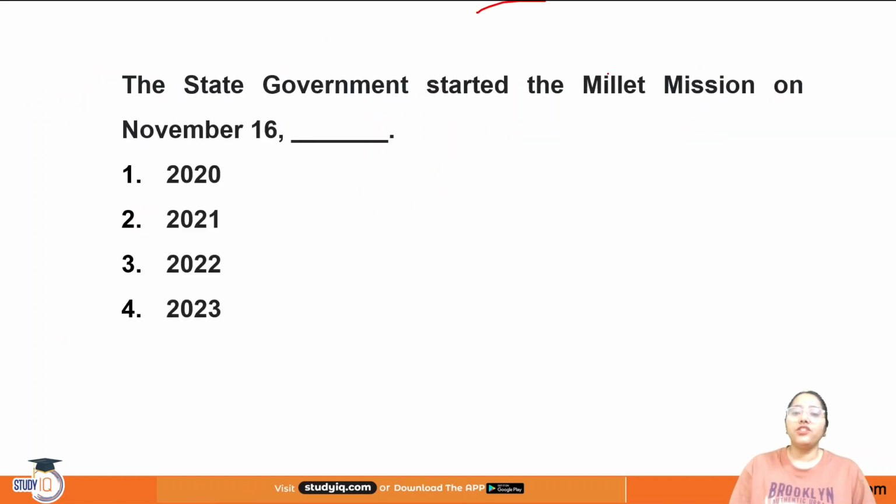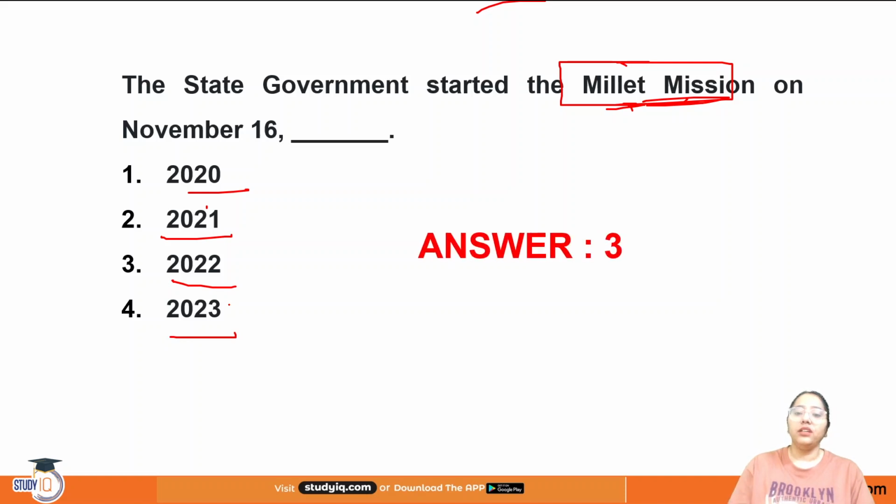The next question is about the Millet Mission. The Assam government started the Millet Mission on November 16. In which particular year has this Millet Mission been started in the state? Options are 2020, 2021, 2022 or 2023. The correct answer is 2022.